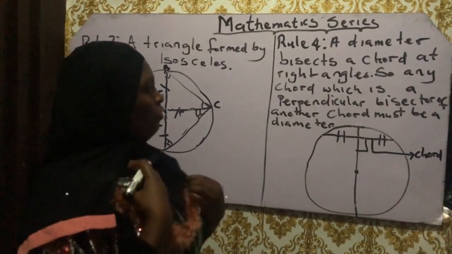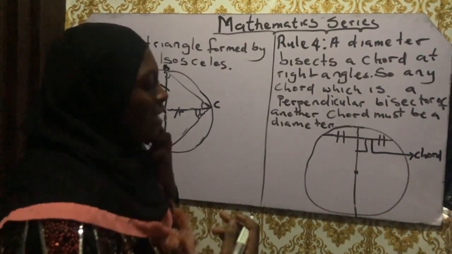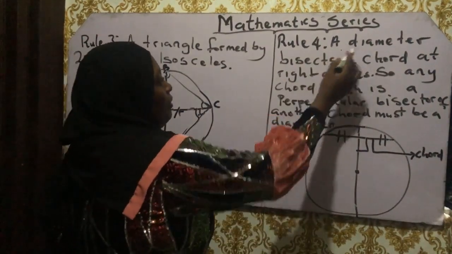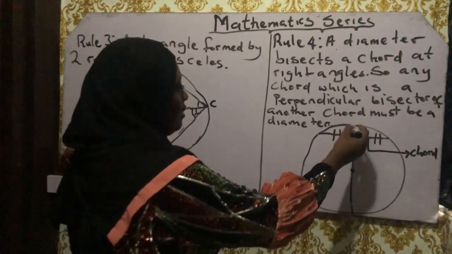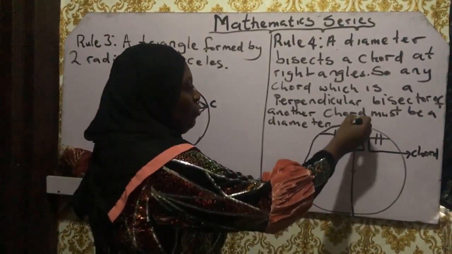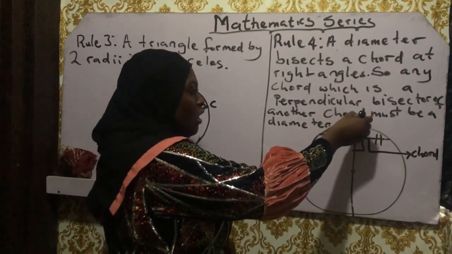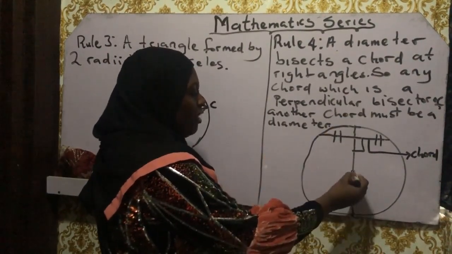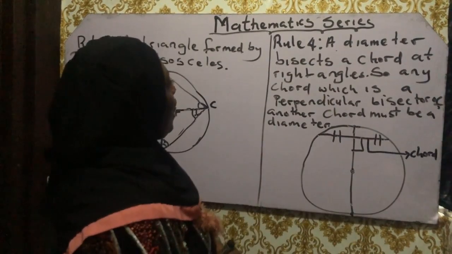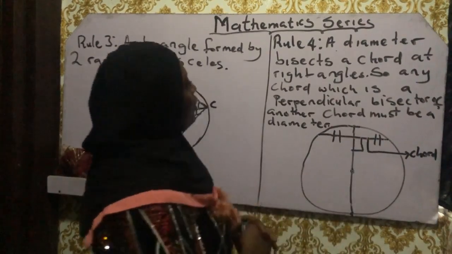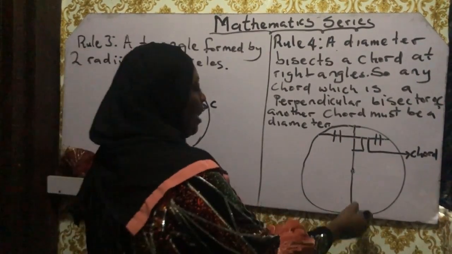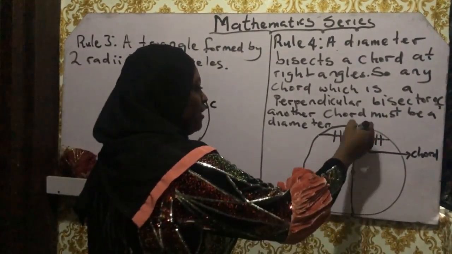Let's move on to rule 4. Rule 4 simply says that a diameter bisects a chord. What is a diameter? A diameter is a line that passes through the center of the circle, and it runs from one end to the other, and it passes through the center. And it bisects a chord. This is a chord. That's why I labeled it. This is a chord at right angle. So you have this diameter bisecting this chord.